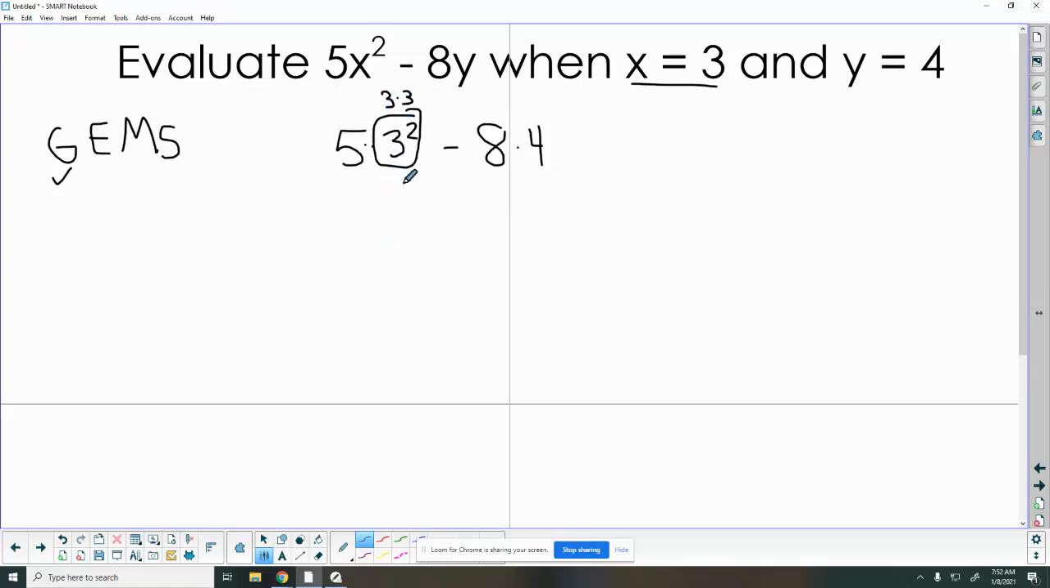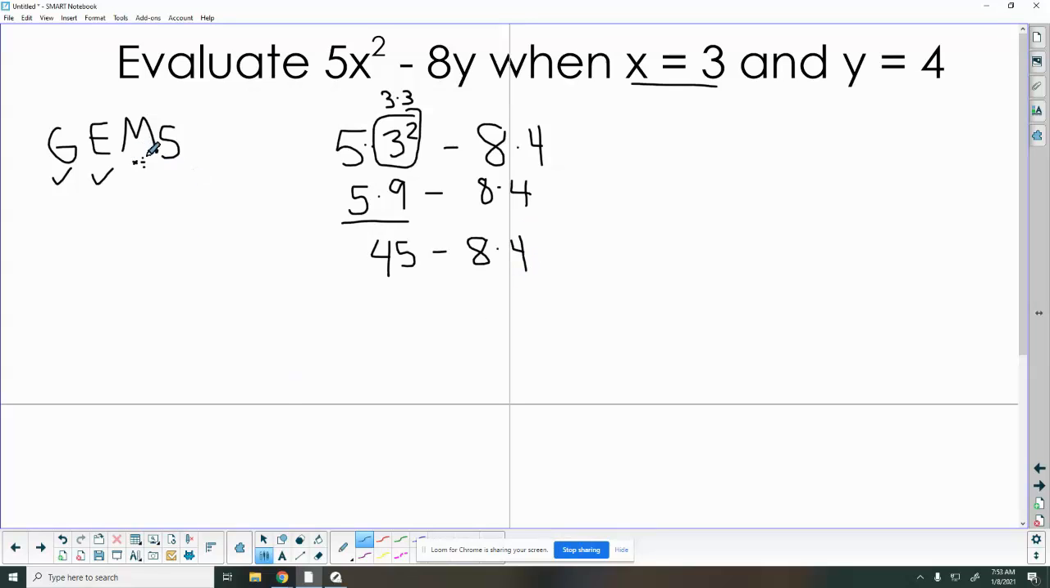So 3 times 3 is 9. So we still have to times by 5 minus 8 times 4. So we do not have any more exponents. So now we're looking for multiply and dividing left to right, just like we read. So we come to the first one here is 5 times 9. So go ahead and do that. Bring everything else down. So 5 times 9 is 45. We bring minus 8 times 4.